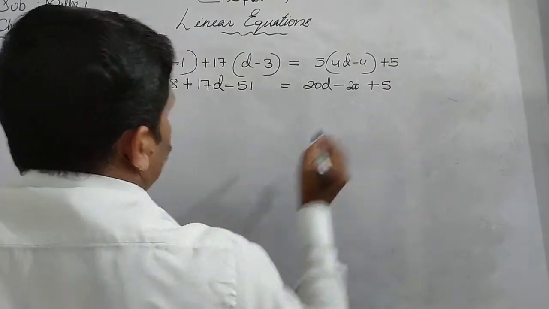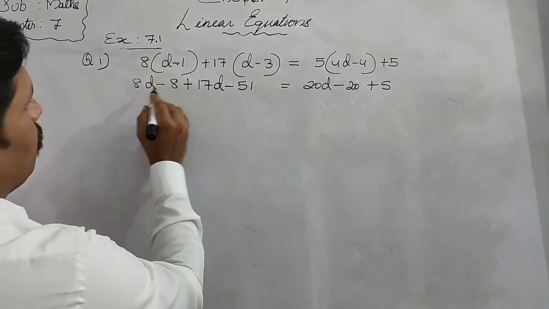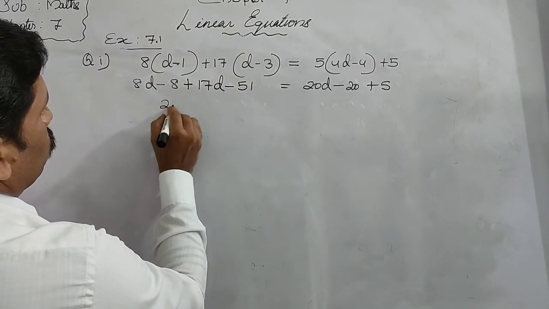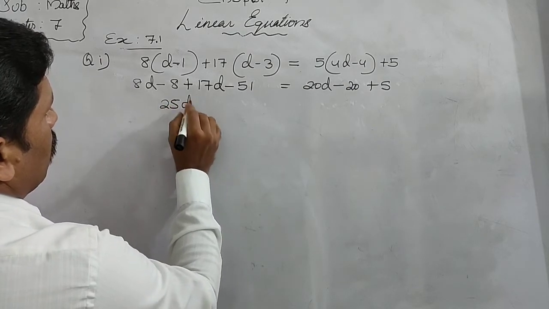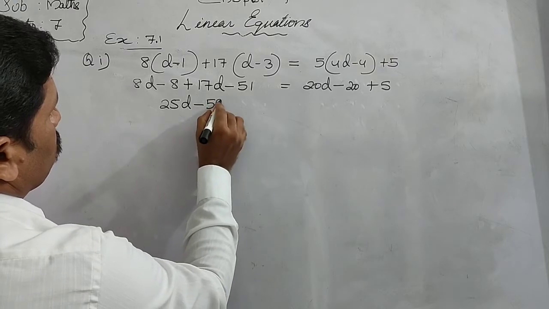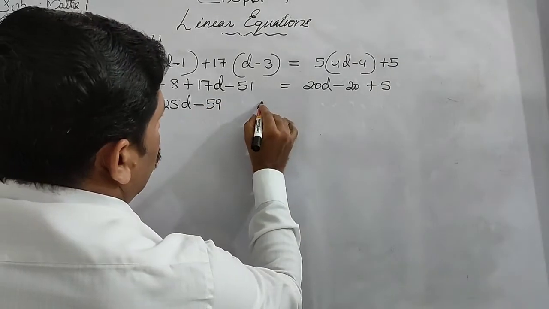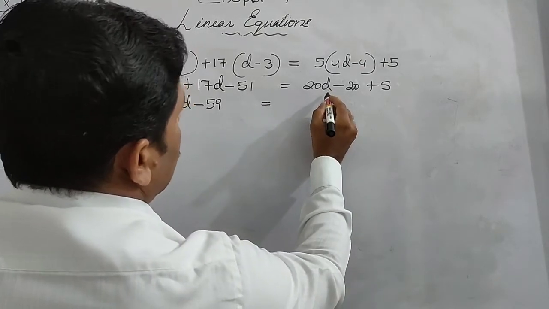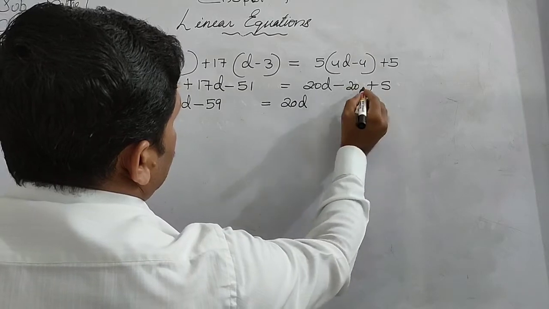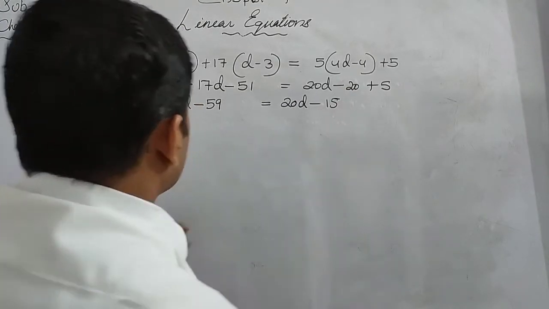So after multiplication we got this, and there are some like terms we can add. 8d plus 17d is equal to 25d, and negative 8 and negative 51 is equal to negative 59. Both are negative, so we add, negative 59. So here we got that, and also here 20d, and negative 20 plus 5 is equal to negative 15. So students, here we solved.